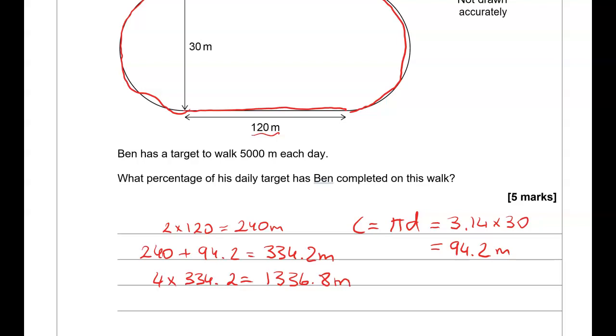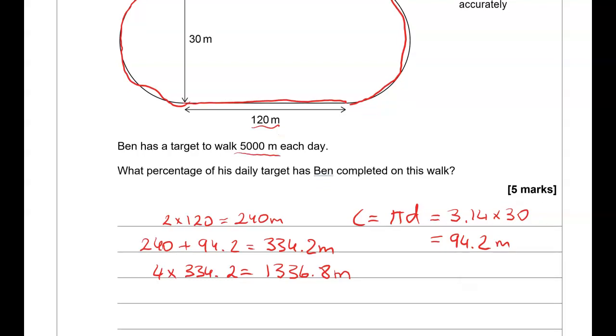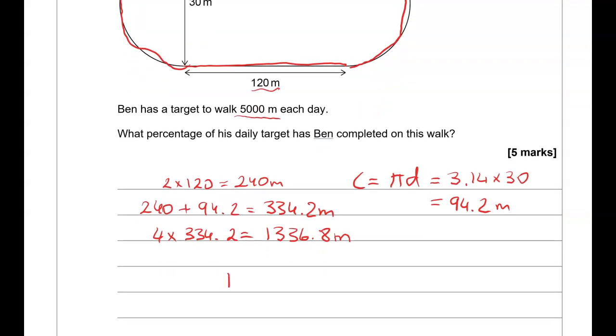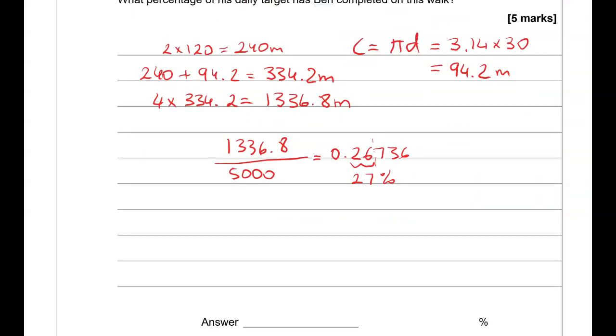Question is, what percentage of his daily target has been completed on his walk? The target is 5,000 meters. So we're going to do 1,336.8 out of the 5,000, which is equal to 0.26736. Now, as a percentage, that is going to be 27%, about 27%.